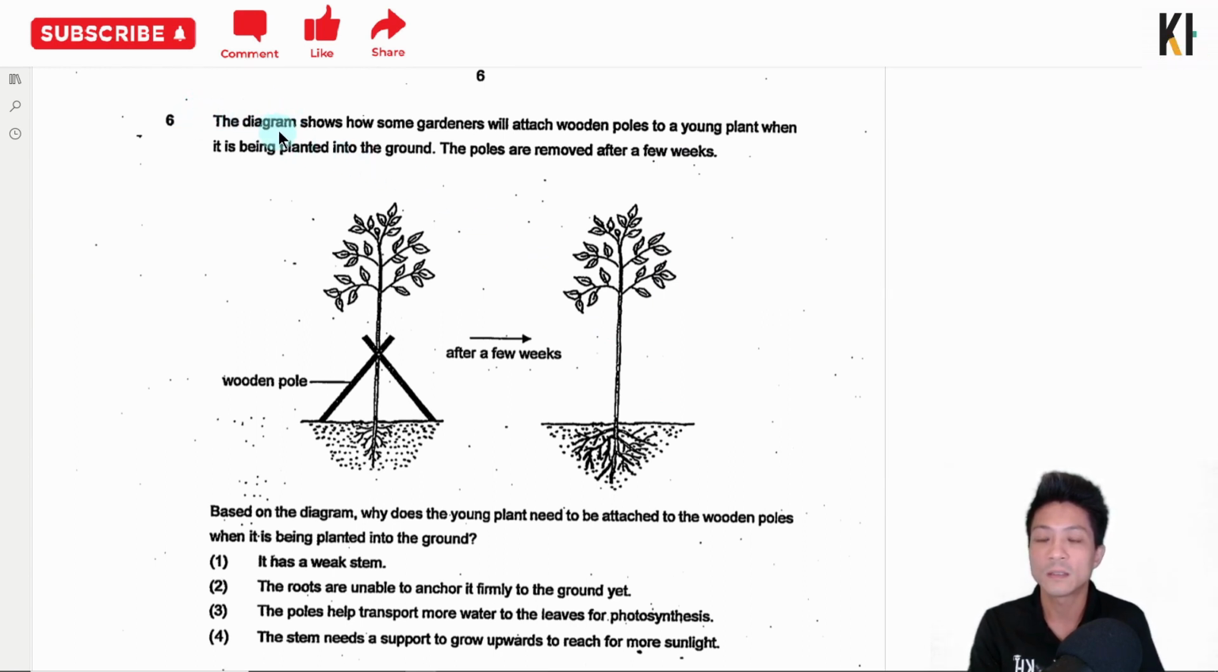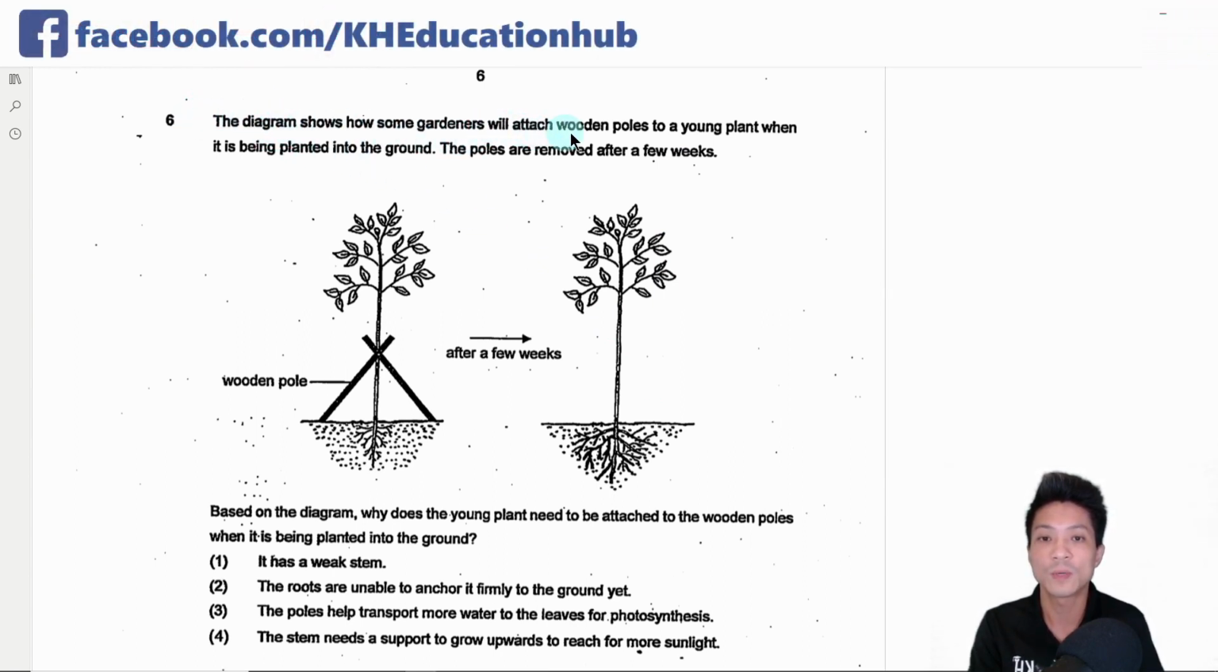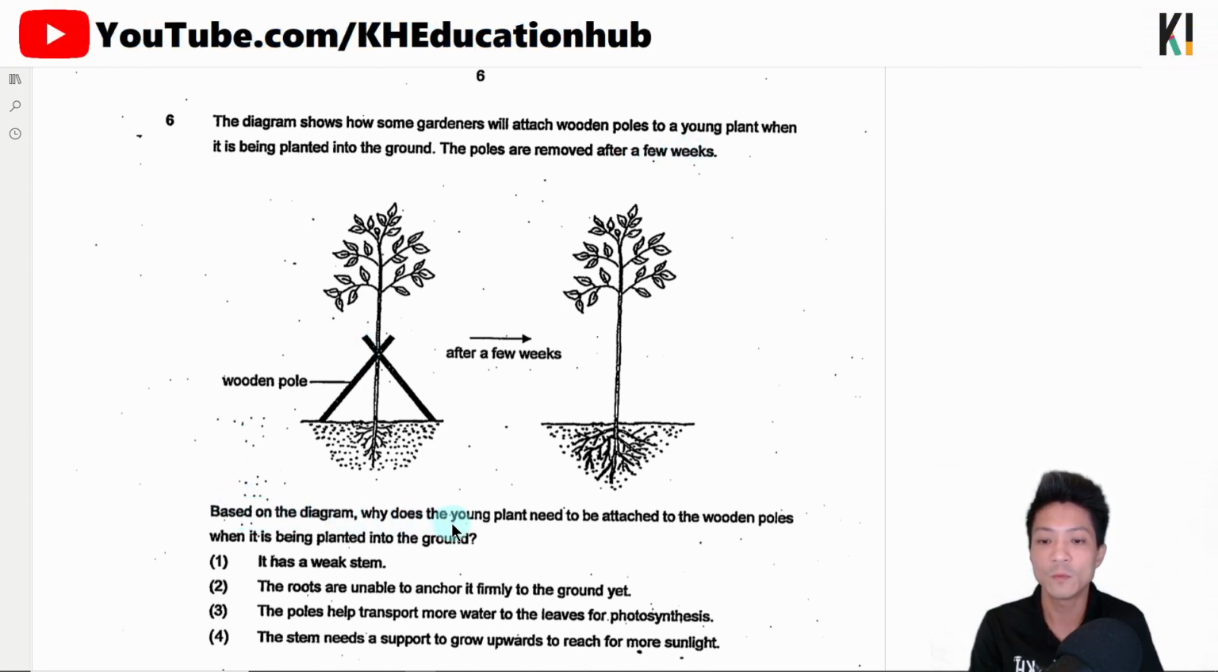Question 6. The diagram shows how some gardeners attach wooden poles to a young plant when it is being planted into the ground. The poles are removed after a few weeks. Based on the diagram, why does the young plant need to be attached to the wooden poles when it is being planted into the ground?